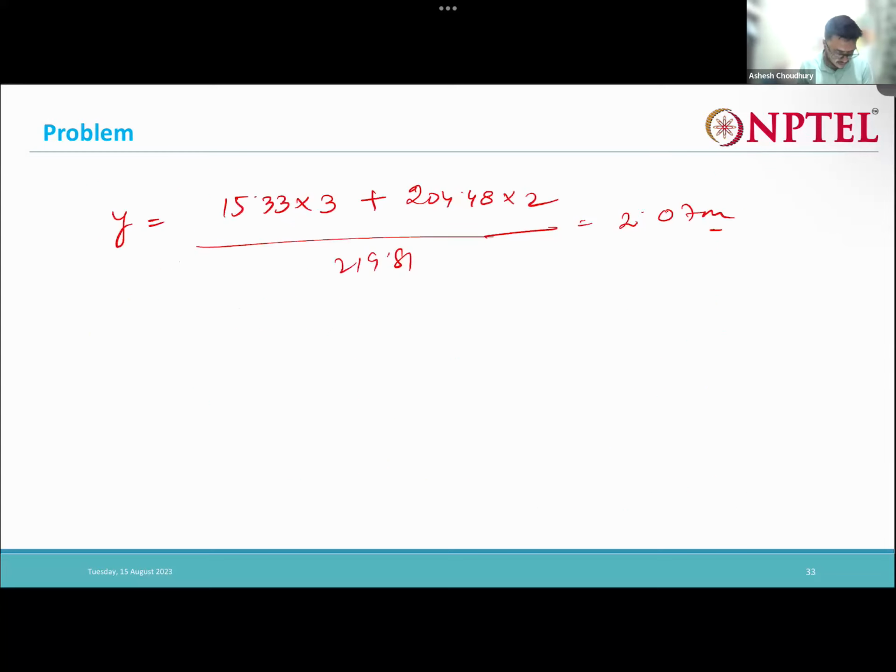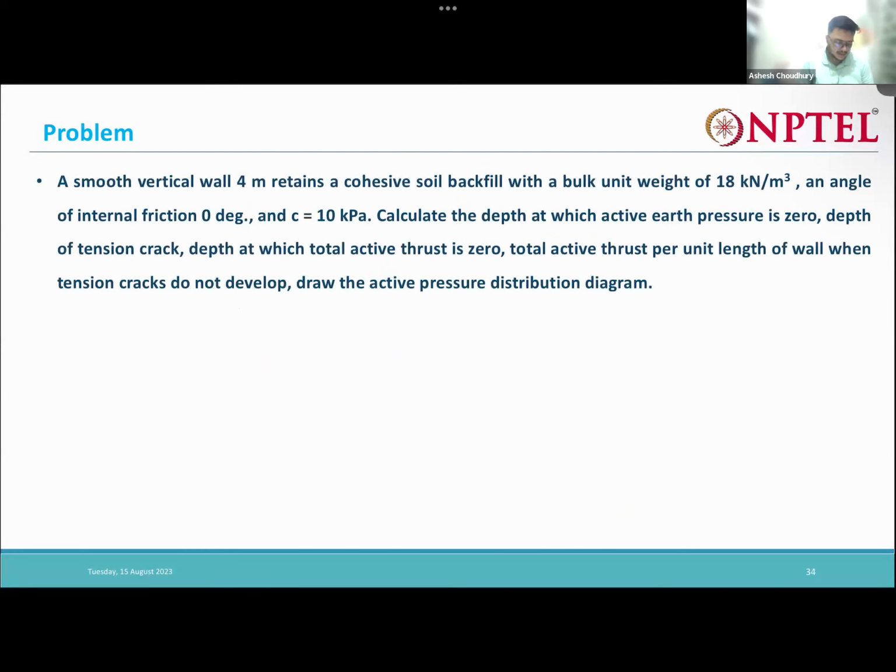Done. Then, this will be the last problem. This is basically for a C-phi soil. Generally we do not use C-phi soil as backfill for reinforced soil walls. Generally the soil is granular soil, just a phi value. So here we will be just solving a problem for a C-phi soil.